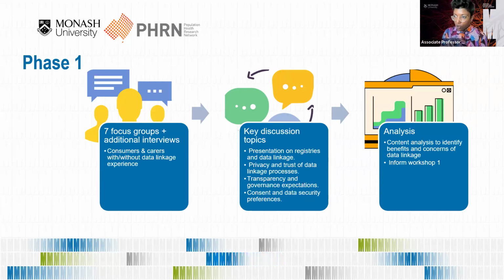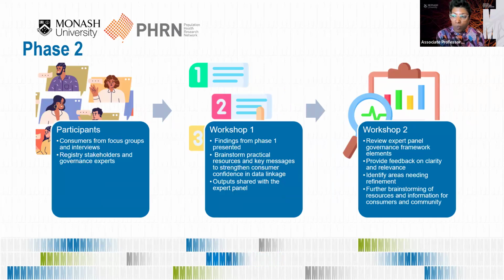We'll then do some analysis, and all of that information is then going to inform workshop 1 of phase 2. And so this is where we will have the same consumers or community members from the focus groups and interviews, with addition of registry stakeholders and governance experts. And in workshop 1, we'll present those findings and say, this is what we heard from all of those focus groups and interviews. We're going to brainstorm some practical resources and key messages to strengthen consumer confidence in data linkage. And then those outputs are going to be shared with the expert panel, who will then meet and do their work between workshop 1 and workshop 2.